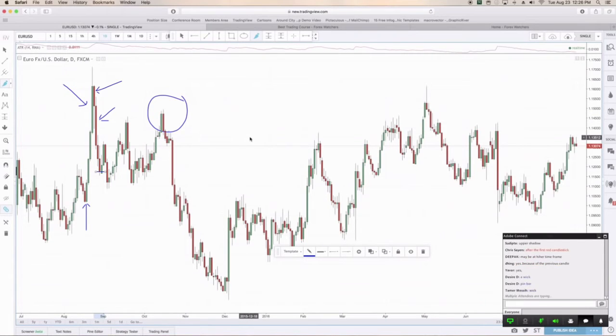It'll be a green candle. It'll open here, it'll close up here, and it's going to look like that, right? Everyone agree? But it's green. This candle is green. It's not red.